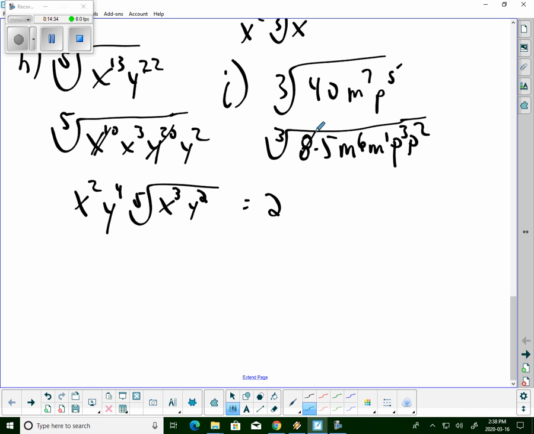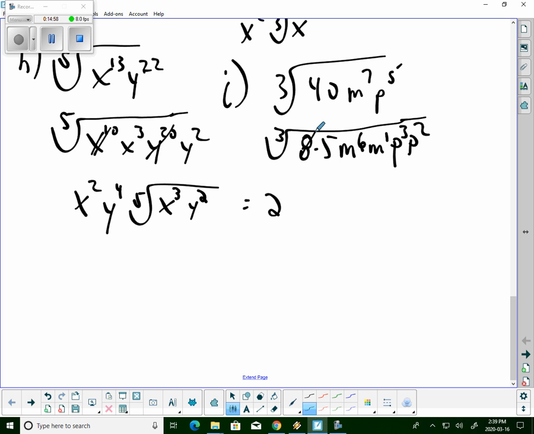Because 2 times 2 is 4, 4 times 2 is 8. So how is 8 and 5 the cube root of 40? Because 8 times 5 is 40. Cube root of 8, cube root of m to the 6th. How is 8 and 5 the cube root of 40? Because 8 times 5 equals 40, but it had to be 3 times itself.